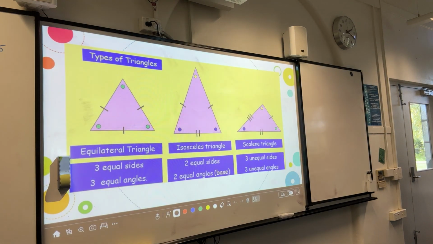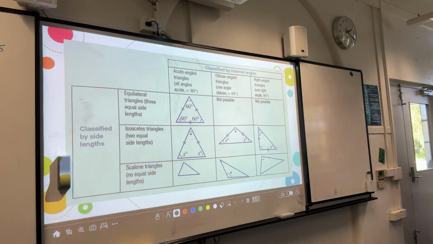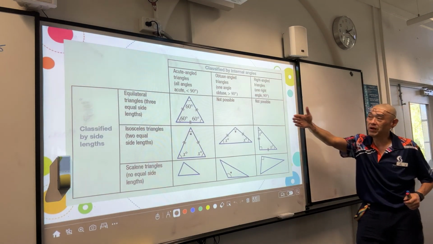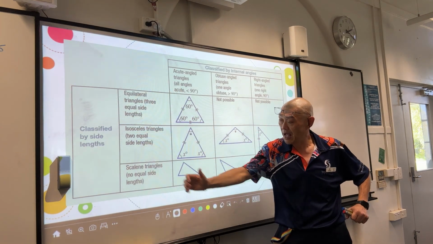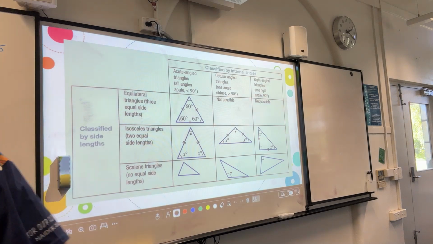Okay, next bit. Types of triangles. You need to know equilateral triangles. You need to know isosceles triangles. You need to know scalene triangles. All equal sides, 2 equal sides, and no equal sides. Now from there, I am going to split it again to something else. Have a look at the next slide. Here, you've got what I've shown you just now: equilateral, 3 equal sides, 2 equal sides, and the scalene. There's no equal sides at all.